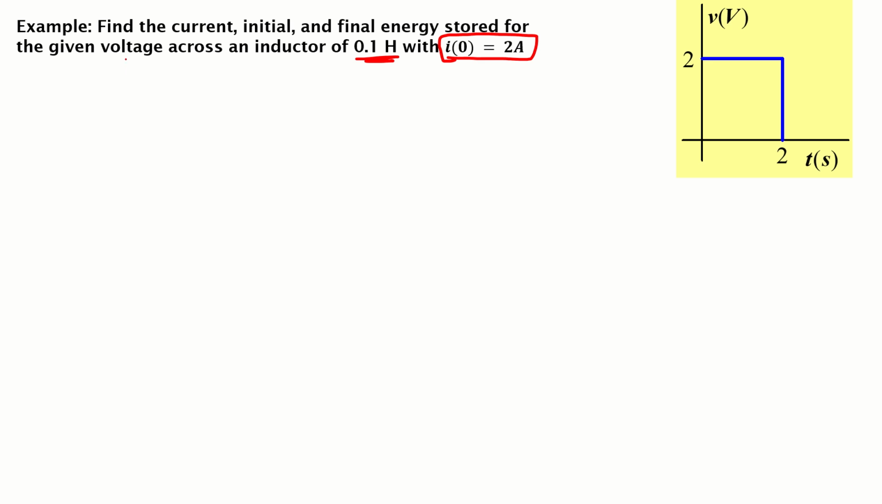So first of all, let's write down the formula for the current. The current through the inductor is what? Initial current plus the actual current. So what is the actual current? 1 over L integral of voltage, right? Voltage drop across the inductor.